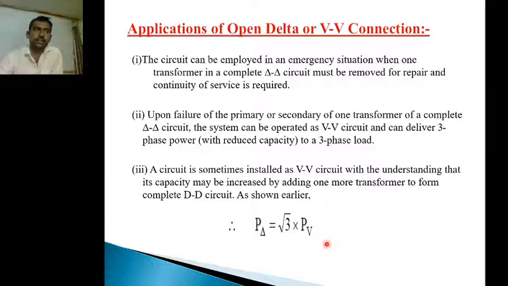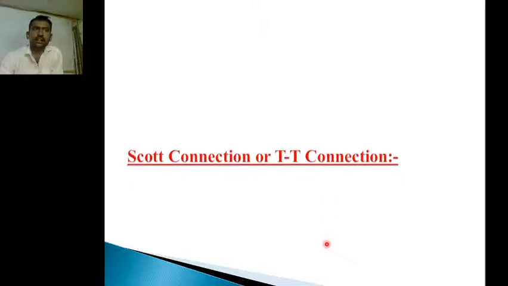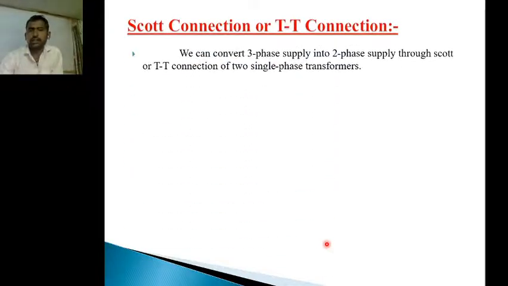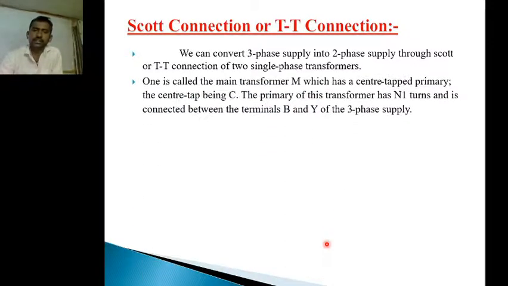The next one is the Scott connection. So what is the Scott connection? It is a connection which converts the three-phase supply into a two-phase supply. This is also called the T-T circuit. The circuit diagram of the Scott connection is in the next slide, and the description is here. In the Scott connection we have two identical transformers: the main transformer and the teaser transformer.